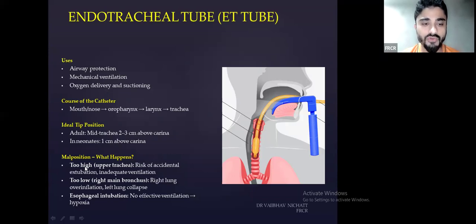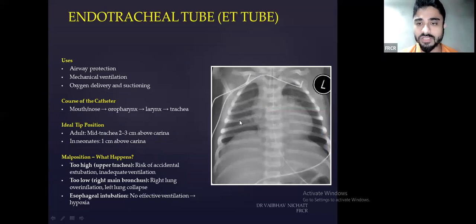If malpositioned, then what happens? If it is too high, then there is a risk of accidental extubation and inadequate ventilation. If it is too low, it can go into the right mainstem bronchus. There will be unilateral lung ventilation and contralateral lung collapse. If it is esophageal intubation, then there will be no effective ventilation. The patient will land up in hypoxia and might die. Okay, this is how the endotracheal tube will appear. So this is the endotracheal tube.